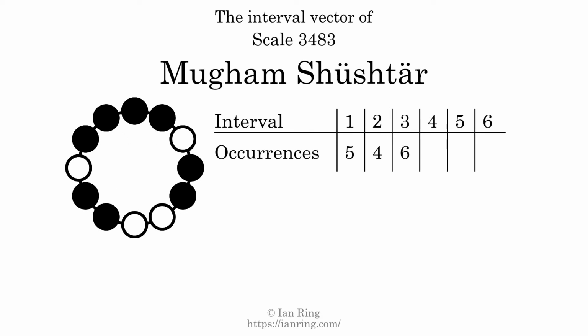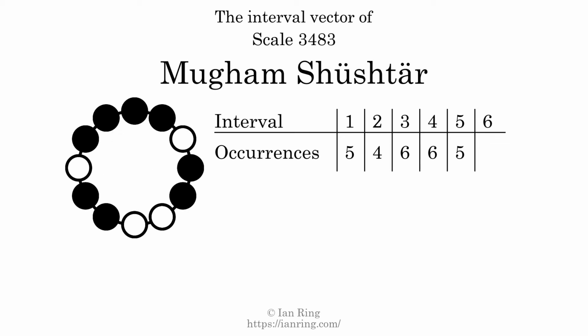There are 6 intervals with the size of 3 semitones. They are here, here, here, here, here, and here. There are 6 intervals with the size of 4 semitones. They are here, here, here, here, here, and here.